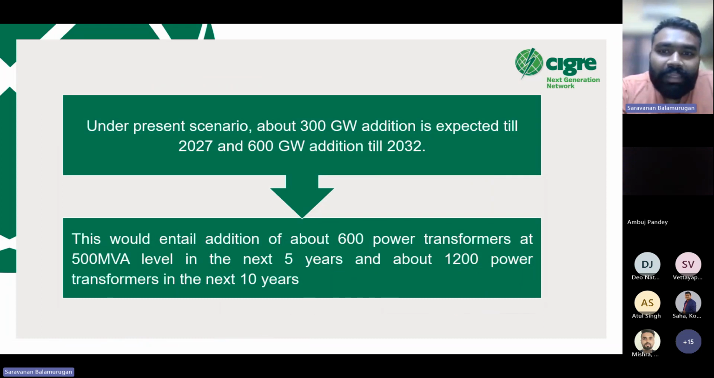So by 2032 we are going to be adding around 600 gigawatt, which essentially means that we need around 600 power transformers at 500 MVA level in the next 5 years, and around 1200 power transformers in the next 10 years, right? Now, just by looking at the number of transformers at the 500 MVA level, we can already estimate what the increase is going to be at the normal distribution level, right? So that number is going to be huge, and for manufacturers, for utilities, and even for certain service providers, this is going to be a very interesting time to see how these transformers are going to be designed, engineered, and actually operated and maintained, right?